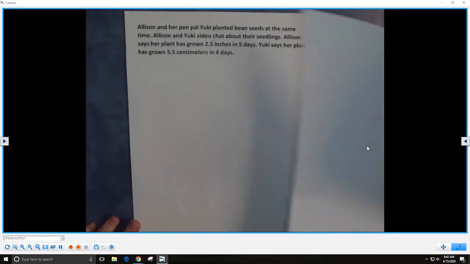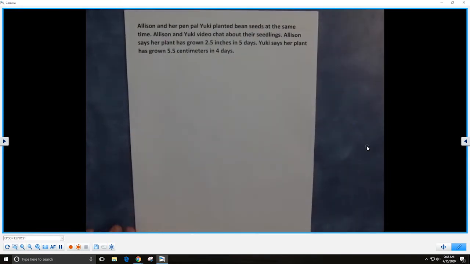Let's start by looking at a situation in which we can use rates to solve a problem. So here's our first problem. Allison and her pen pal Yuki planted bean seeds at the same time. Allison and Yuki video chat about their seedlings. Allison says her plant has grown 2.5 inches in 5 days. Yuki says her plant has grown 5.5 centimeters in 4 days.